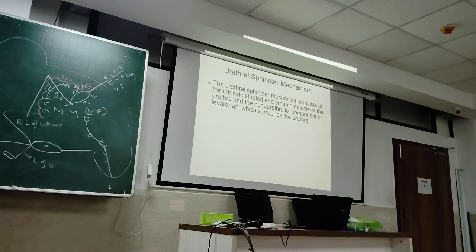To end the class, we will talk about the urethral sphincter mechanism. The urethral sphincter mechanism consists of intrinsic striated and smooth muscle of the urethra. Remember the word intrinsic, striated and smooth, because they belong to the urethra itself. And the urethral sphincter is a component of the urethra, which is also striated. This holds true for both genders.